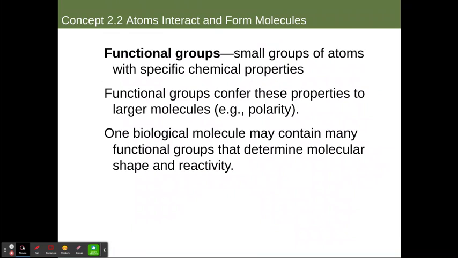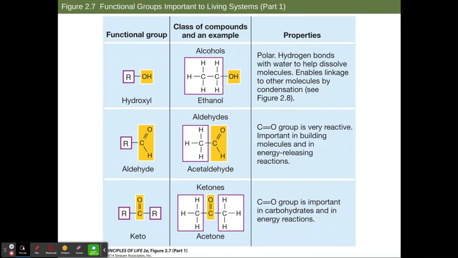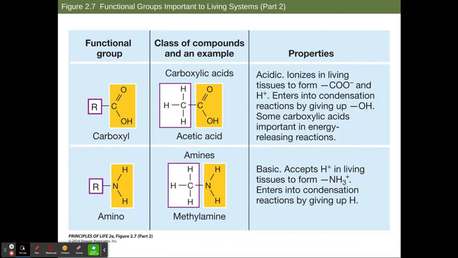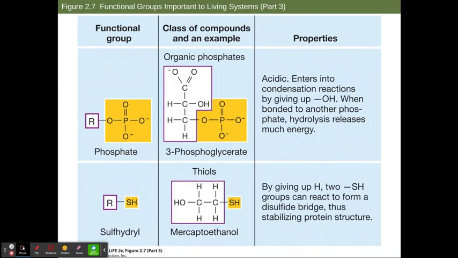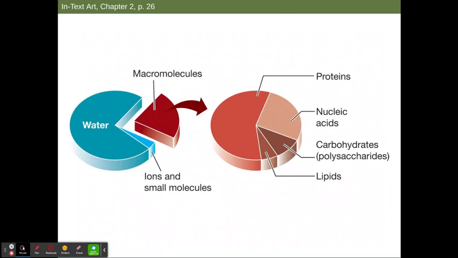Okay, now, lastly, we're going to talk about functional groups real quick. We have a really good figure 2.7 on page 25 in your text that is going to give a quick run through of these. One molecule may contain many of these functional groups that will determine molecular shape and reactivity, getting things done within the cell. So we can see here our hydroxyl groups. We have the properties of each: aldehydes, keto groups, carboxyl groups, amino groups, phosphate groups, and sulfhydryl groups. Okay, so you'll want to review the properties of these as we move into our organic chemistry.